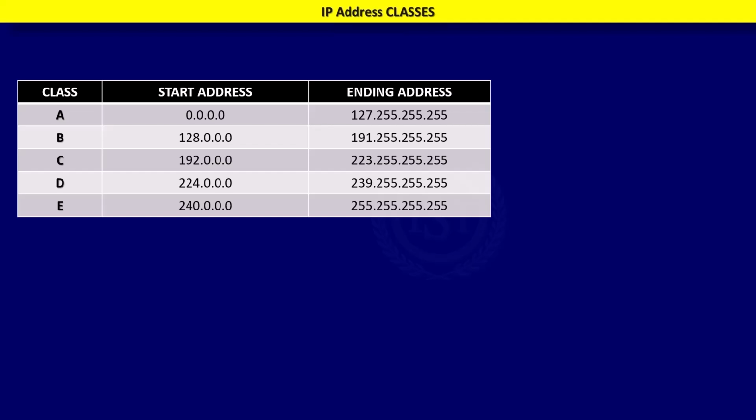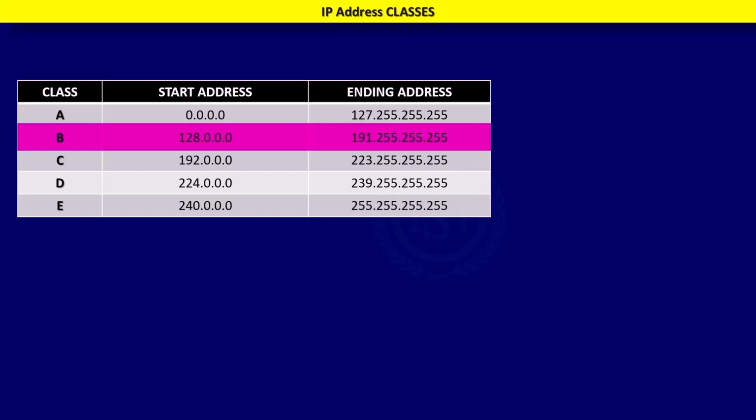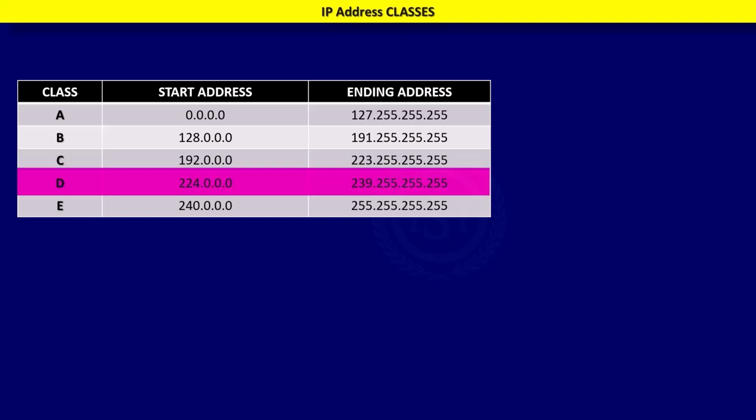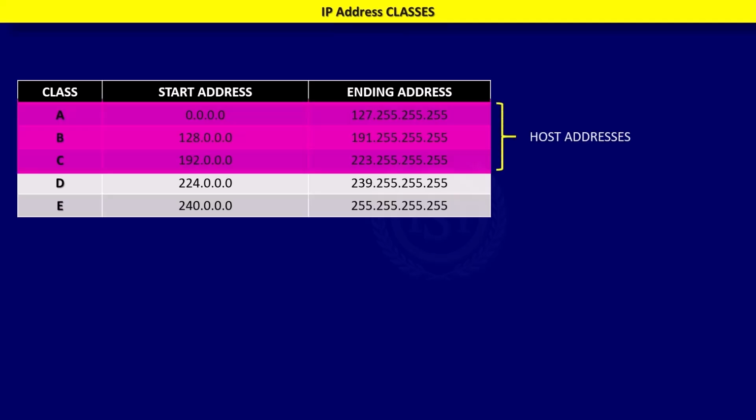The IP address range of Class A starts from 0.0.0.0 to 127.255.255.255. Class B 128.0.0.0 to 191.255.255.255. Class C 192.0.0.0 to 223.255.255.255. Class D 224.0.0.0 to 239.255.255.255. And Class E finally 240.0.0.0 to 255.255.255.255.